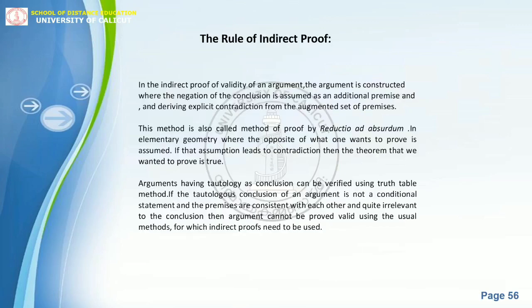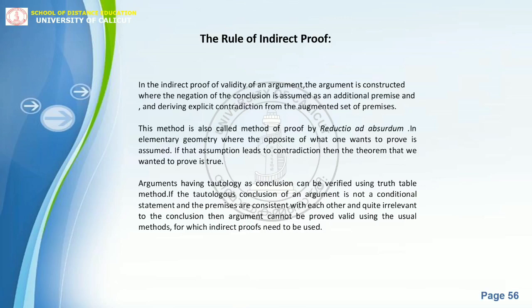Now next, the rule of indirect proof. In the indirect proof of validity, an argument is constructed where the negation of the conclusion is assumed as an additional premise and an explicit contradiction is derived from the augmented set of premises. This method is also called the method of proof by reductio ad absurdum. In elementary geometry, the opposite of what one wants to prove is assumed. If that assumption leads to a contradiction, then the theorem that we wanted to prove is true.